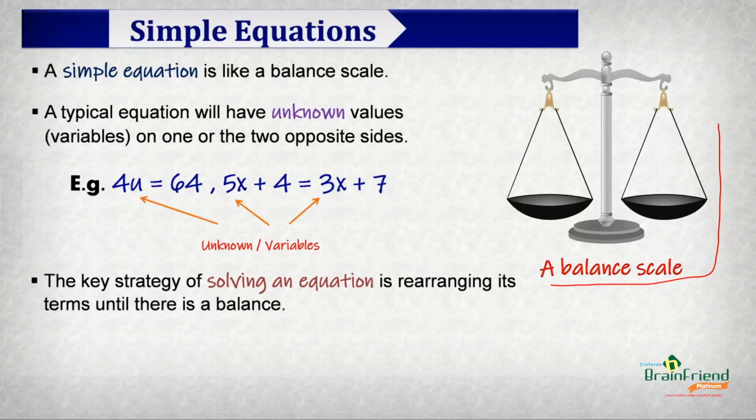Here we have an example. We have unknowns like 4u, 5x, and 3x. These terms contain variables. In order to solve this equation, we basically rearrange this equation to get it to be balanced. By that, we have succeeded in solving the equation and finding out the unknowns.